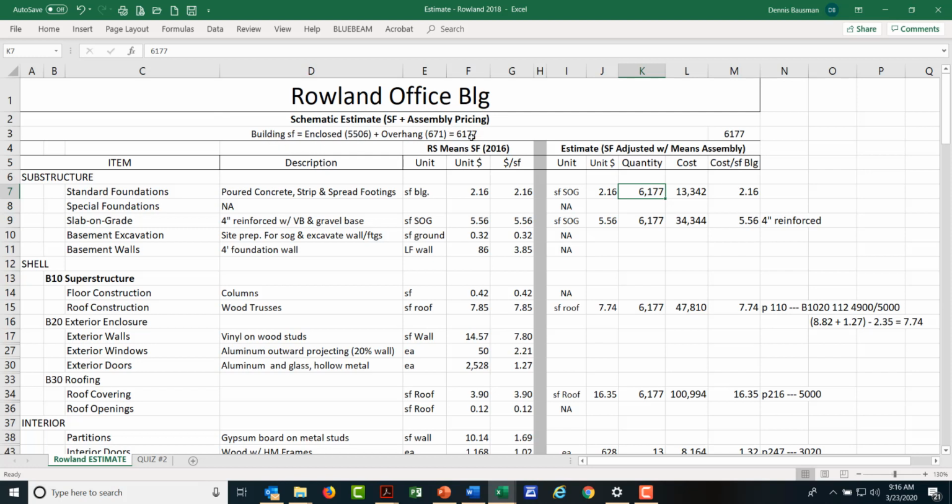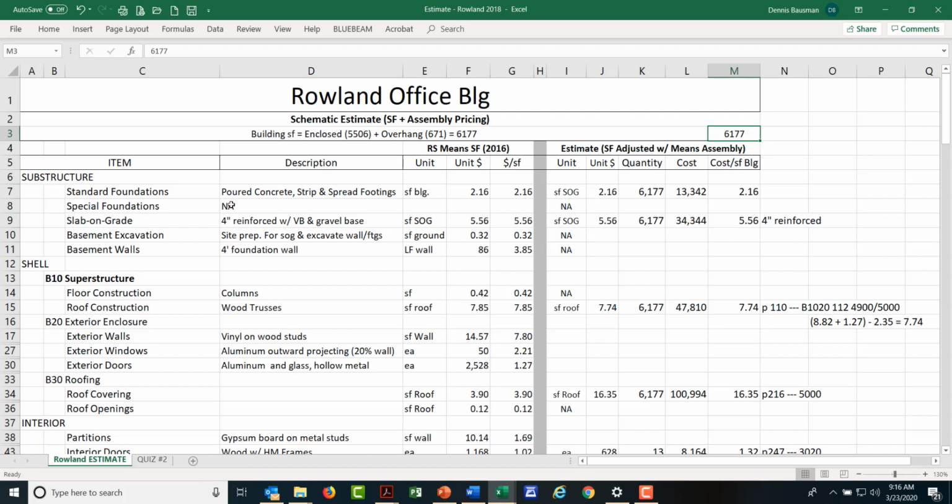And by my count, Roland has roughly 5,500 square feet of enclosed space and 671 feet of overhang. So total, it's 6,177 feet. Now, to deflect any of you expert estimators, I recognize that the overhang, if you were doing this for real, you might give half or two-thirds credit for footage. I didn't do that. I wanted to make it simple for everybody. So please bear with me. We're working now with a building that has 6,170 square feet.